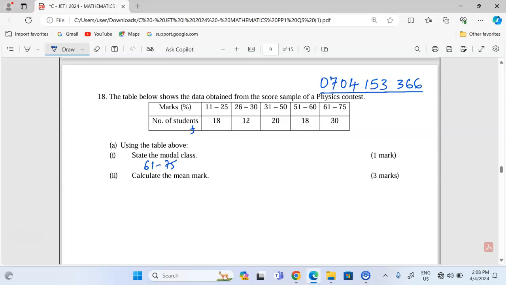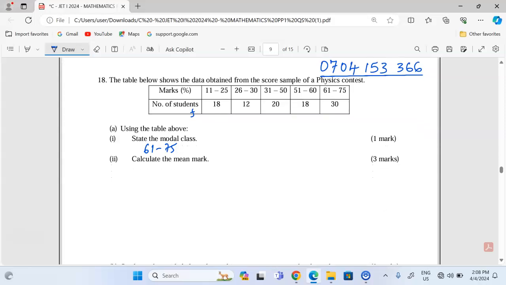Part 2, calculate the mean mark. For us to calculate the mean mark, we have to come up with the class midpoints in each class. To get a class midpoint, we need to add the upper limit and the lower limit, and we divide by 2. For instance, in the first class, we are having 11 to 25. When we add and divide by 2, you get 18.